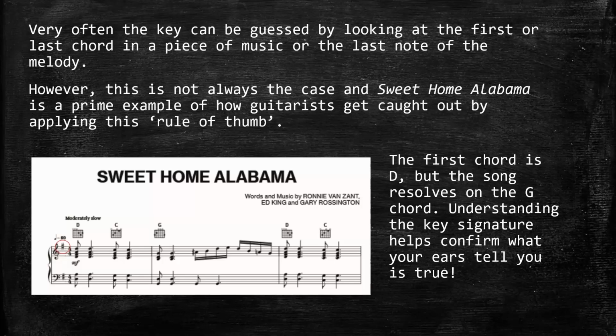Very often the key can be guessed by looking at the first or last chord in a piece of music, or the last note of the melody. However, this is not always the case, and Sweet Home Alabama is a prime example of how guitarists get caught out by applying this rule of thumb. The first chord is D, but the song resolves on the G chord. Understanding the key signature helps confirm what your ears tell you is true.